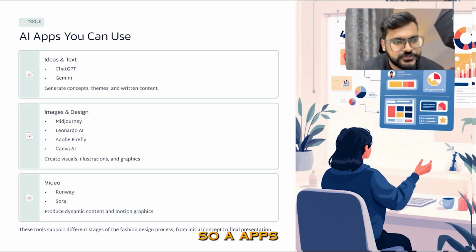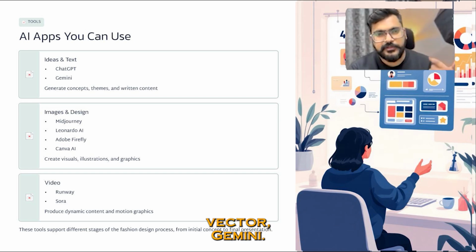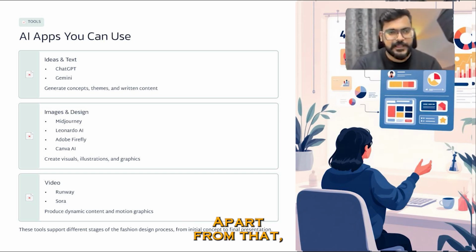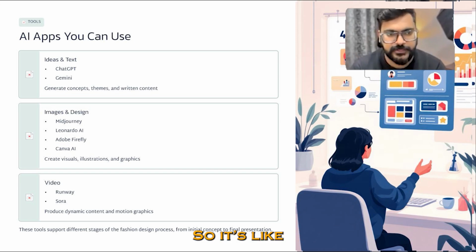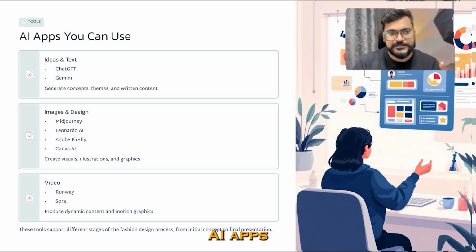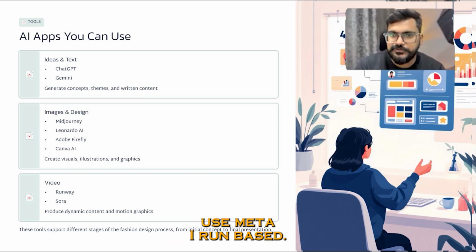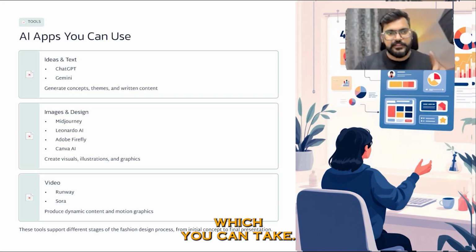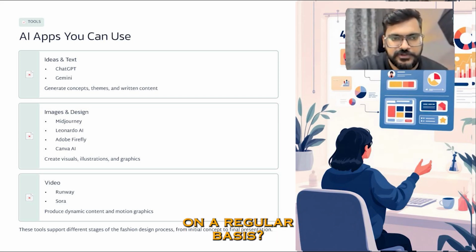Okay, so apps you can use for AI are ChatGPT, Gemini, and Bard. These are the apps which we generally use on a regular basis. Apart from that, there are a lot of other AI apps like Midjourney, Leonardo AI, Adobe Firefly, Canva AI. Then for videos, I generally use Meta AI, Runway, Sora. These are a couple of apps which you can take. You can take a screenshot of this screen so you will get an idea of what apps you can use on a regular basis.